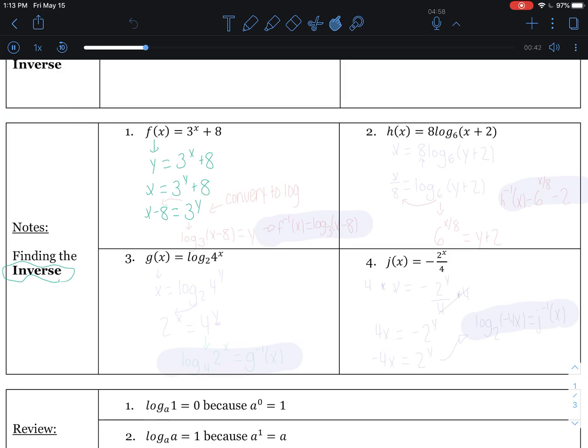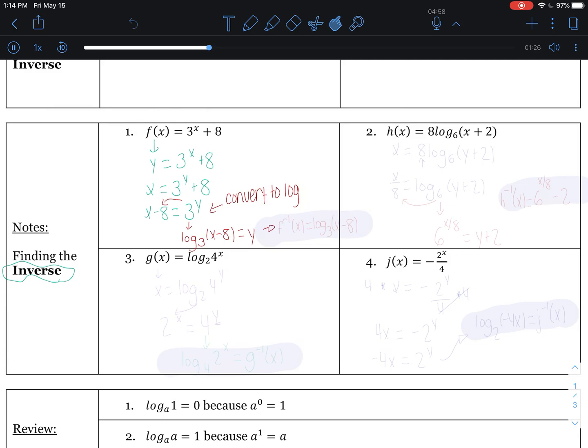And now we get to a point where we have to talk about something new. Because we have 3 to the y and we haven't yet talked about solving for y if it's in the exponent, we're going to convert this to log form. And we're going to see something end up happening. Remember, the base of the exponent becomes the base of the log. So this becomes log base 3 of x minus 8, and that's equal to y. If this is confusing to you, take a look back at our notes from Monday to help you out.